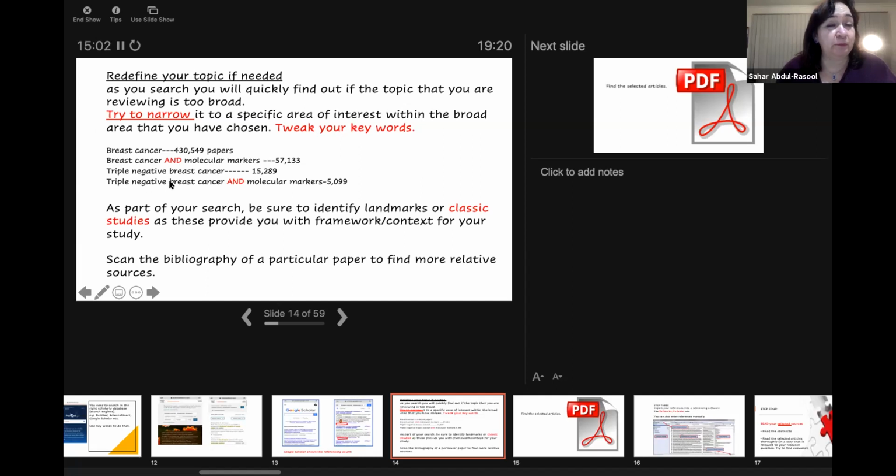So now if you go to triple negative breast cancer, a particular type of breast cancer, that's 15,000 papers, sorry. And if you type triple negative breast cancer and molecular markers, it will go back to 5,000. Seems more logical than the previous number. So the way to do that is to add more words to the search. In the search engine, you add more keywords, and the more keywords that you add, the search engine will bring you fewer papers, because it's going more specific now.